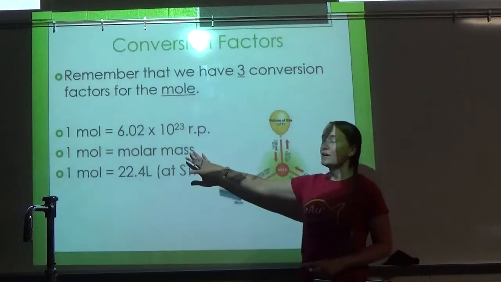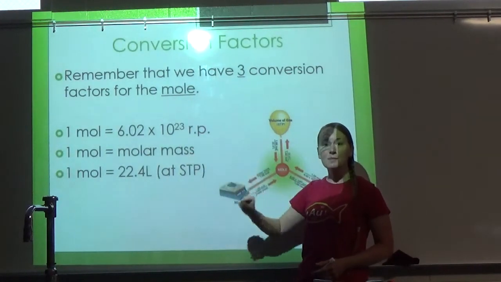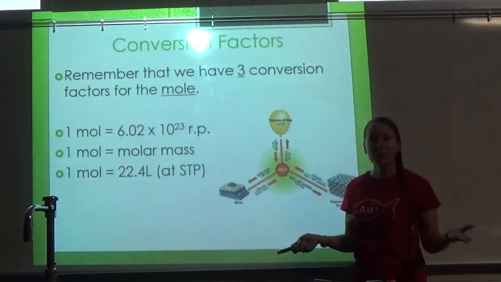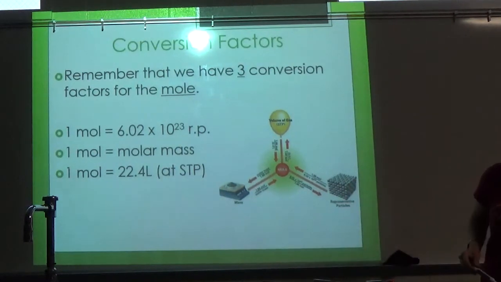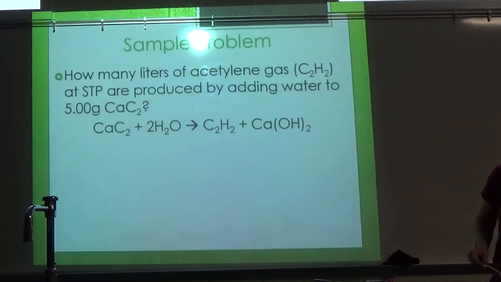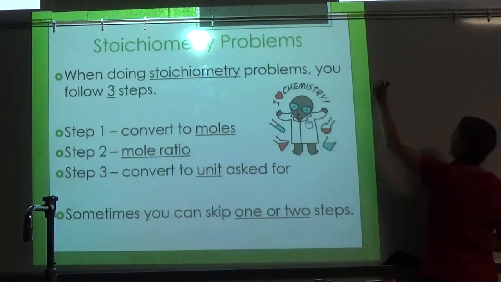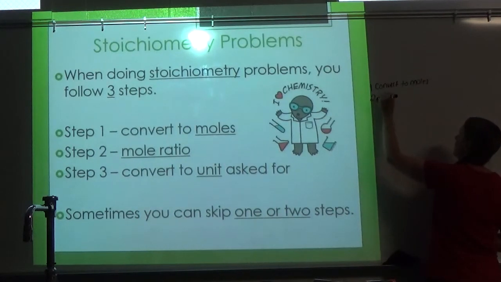Just a friendly reminder of how to add up molar mass: you find the elements on the periodic table and add up the masses, multiplying by any subscripts. Alright, so the best way to do one of these is just jump right in. First of all, I'm going to go back real quick and write our steps over here for us. So our step 1 is, of course, convert to moles. Step 2 is mole ratio. And step 3 is convert to unit asked for.